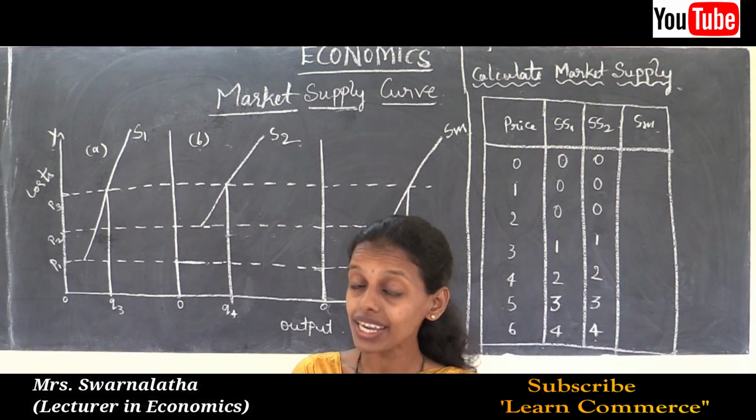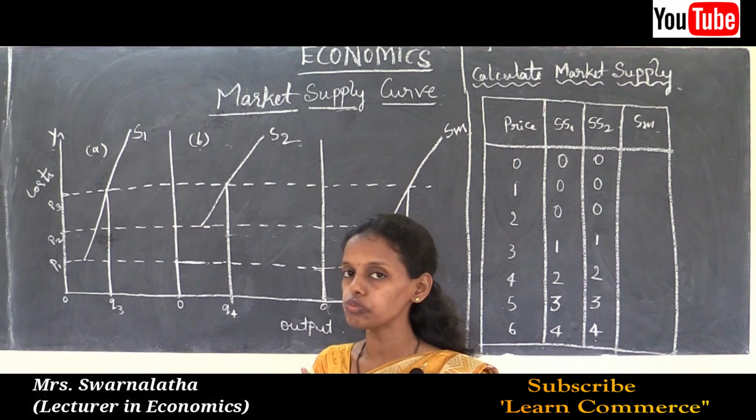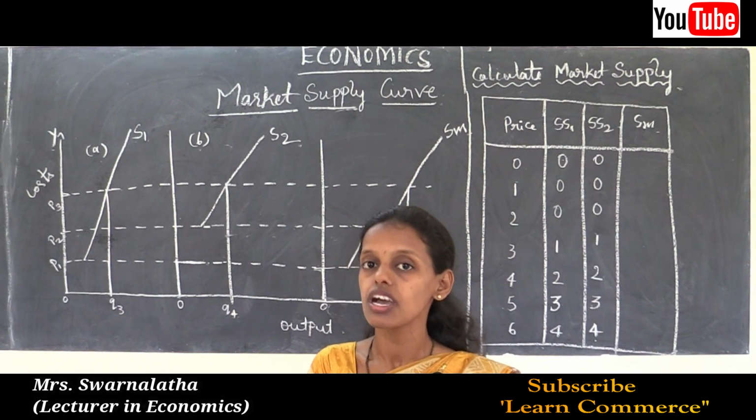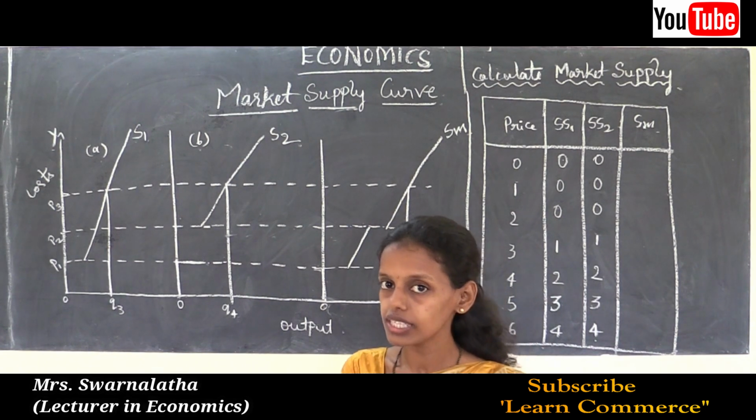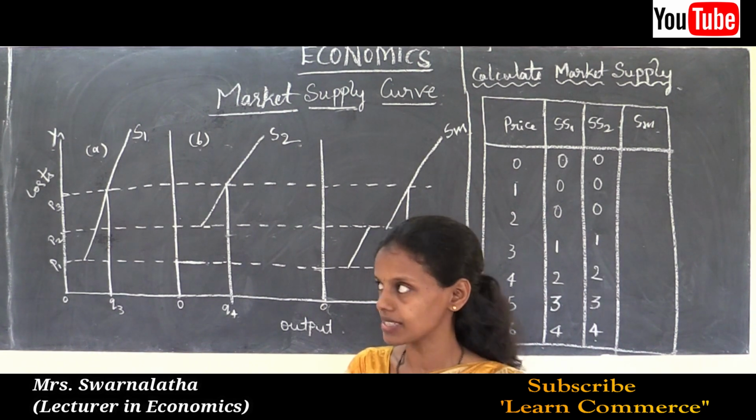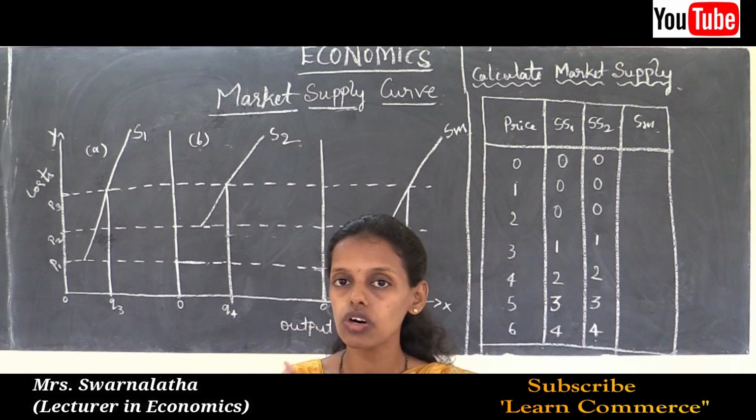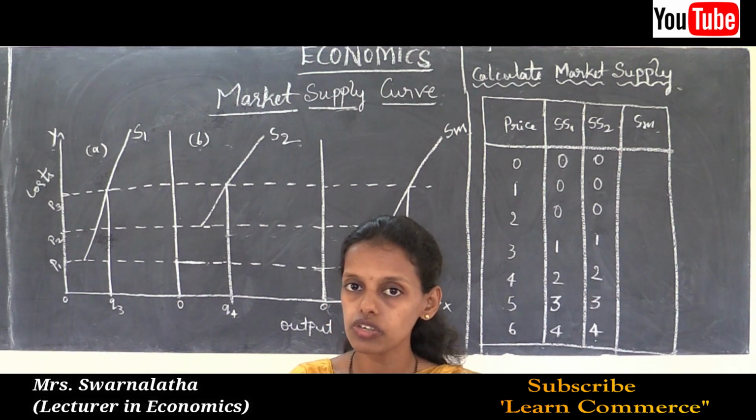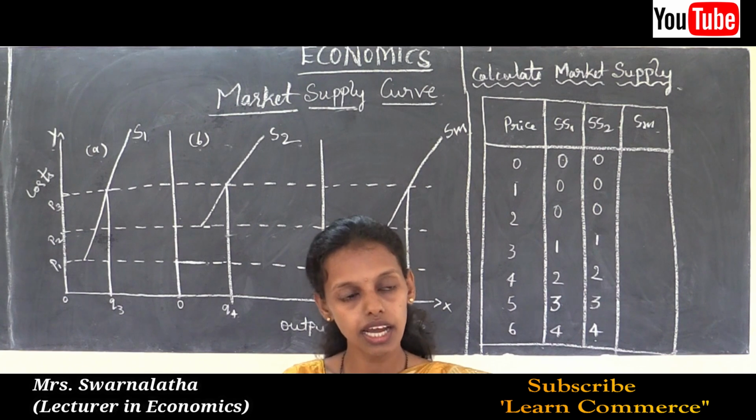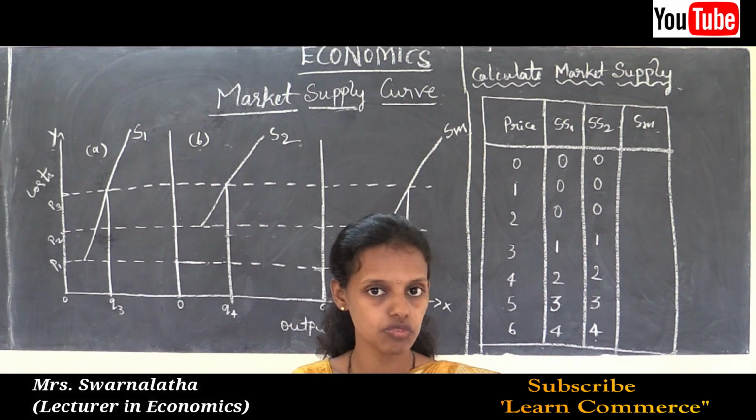What is this? The market supply curve is a curve which shows the different market supplies in a particular industry. Here there are some assumptions. The first assumption is that there are different cost structures among the firms. Firm A or firm B, firm 1 can have a different cost structure, and firm 2 can have different cost structures. That is the first main assumption.